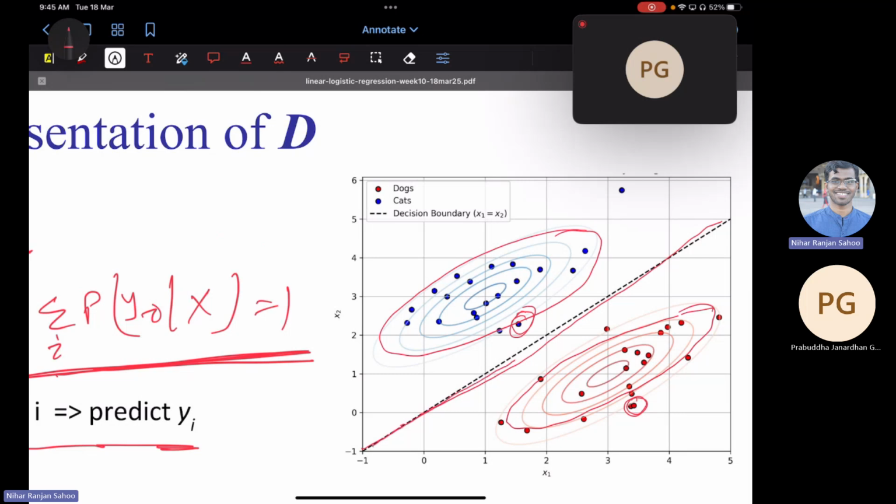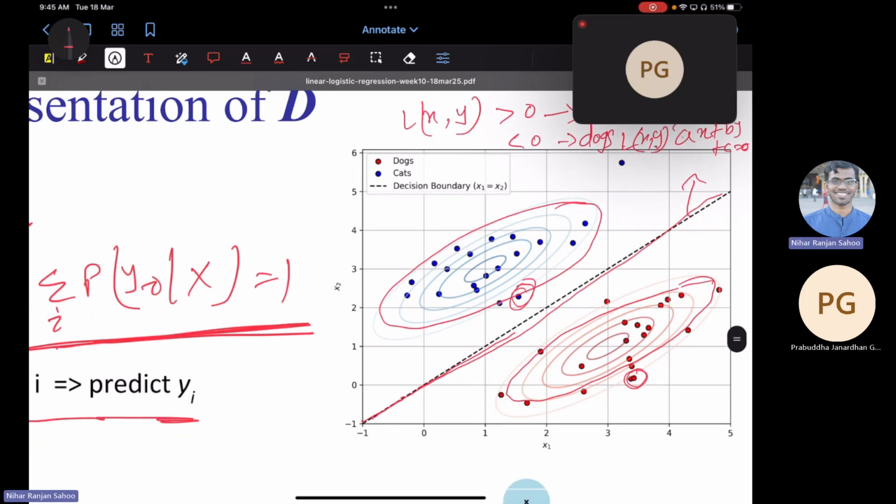Once we learn this, we know the equation of the line, which in 2D is ax plus by plus c equals 0. If this is the equation of the line L of x comma y, then we can say that if L of x comma y is greater than 0, this belongs to, let's say, cats. If it is less than 0, it belongs to dogs. So this is how we'll make the decision.